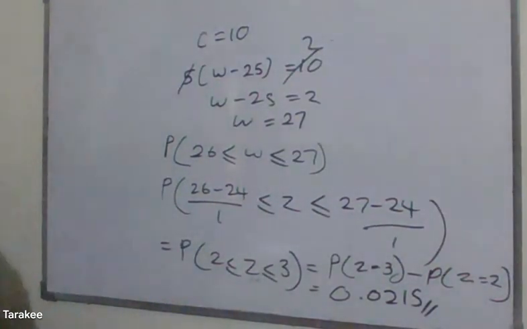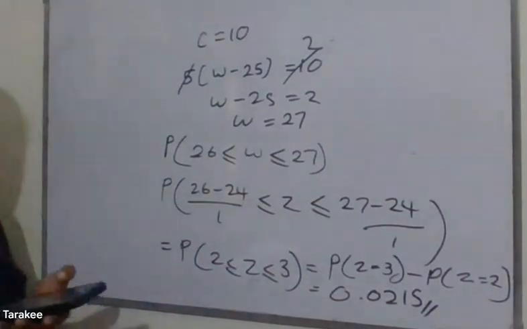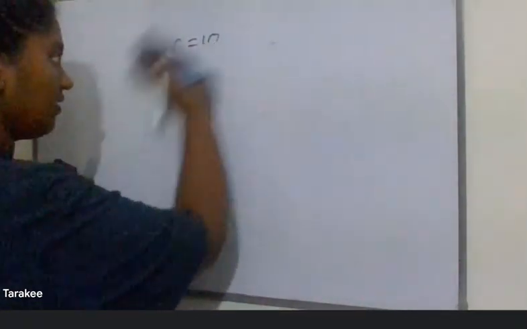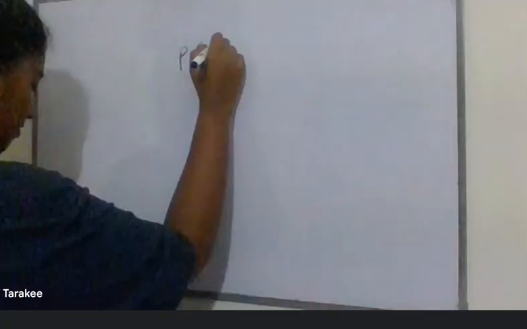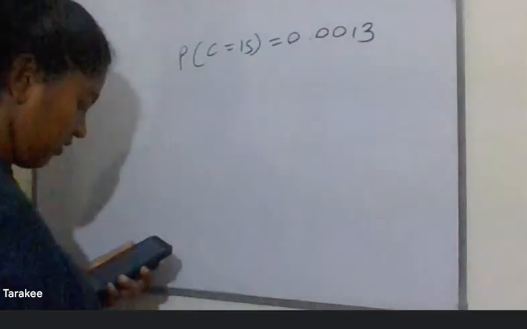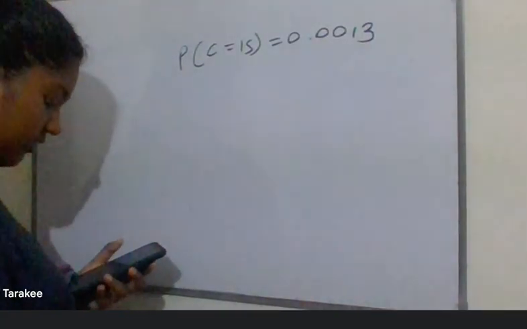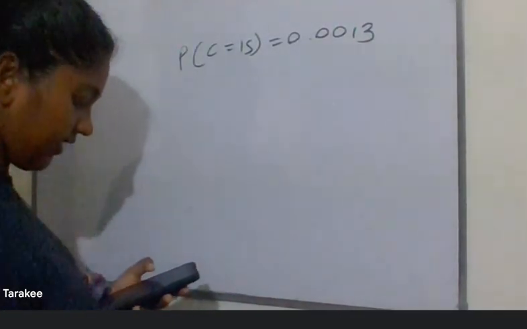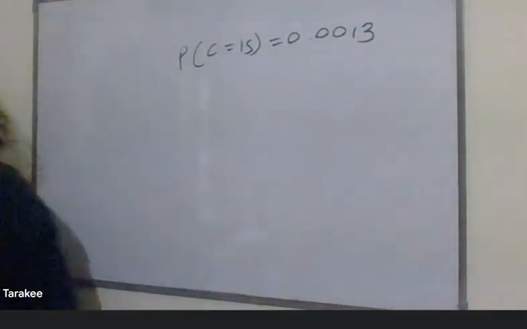Okay. Next one, given that P(C equals 15) is 0.0013, and that P(C greater than 15) is negligible. Find E(C) and Var(C). Okay.